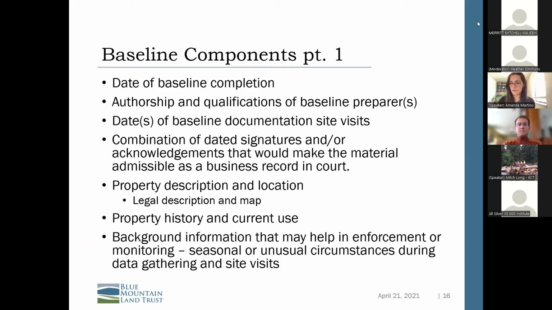that might be helpful. Did you take all your photos during an incredibly irregular high flow part of the season? You want to document that so when somebody goes out in a future year, they're not shocked that the creek is substantially lower. Those types of things are really important. Next slide, please.